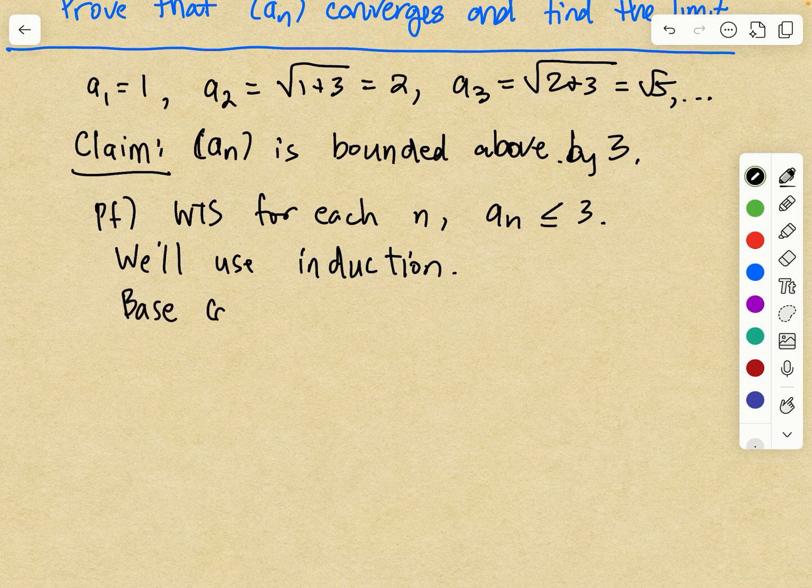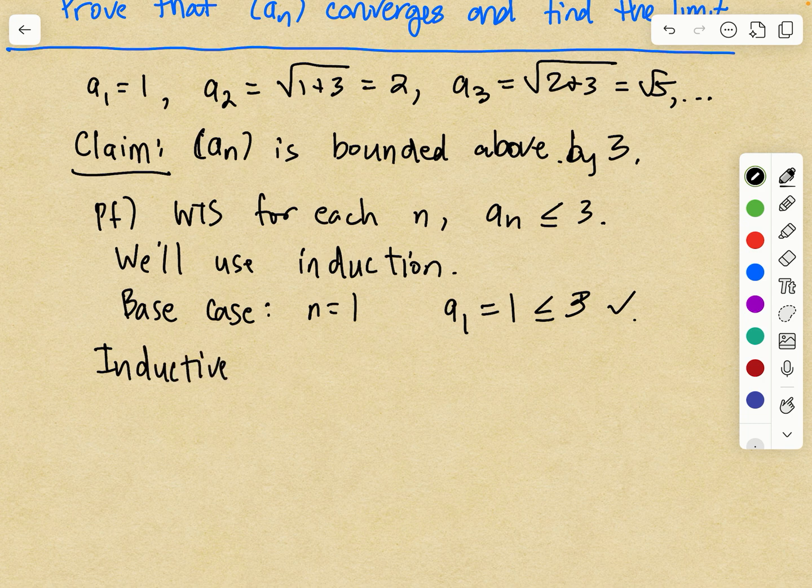And what's the base case? The base case is n equals 1. In the case of n equals 1, a_1 is 1, which is certainly less than or equal to 3. So that's the base case. And now we need to do the inductive step. Depending on how you're used to doing it, there are several ways to set this up. You could suppose that the statement is true for k and then prove it for k plus 1, or you could assume that it's true for n and prove it for n plus 1.